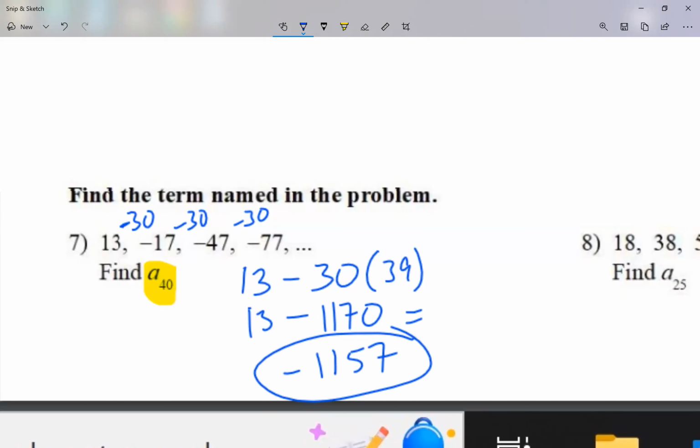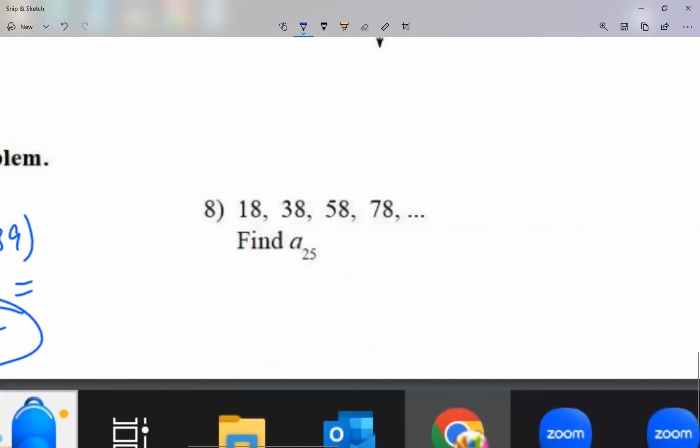See how I just saw what was happening? I started with 13, and then I was going to subtract 30, 39 times. Not 40 times, 39 times. And the reason why it's 39 instead of 40 is because I started subtracting on the second number, not the first number. So I started subtracting from the second, so it's 1 less than 40. Okay, so let's take a look at number 8.